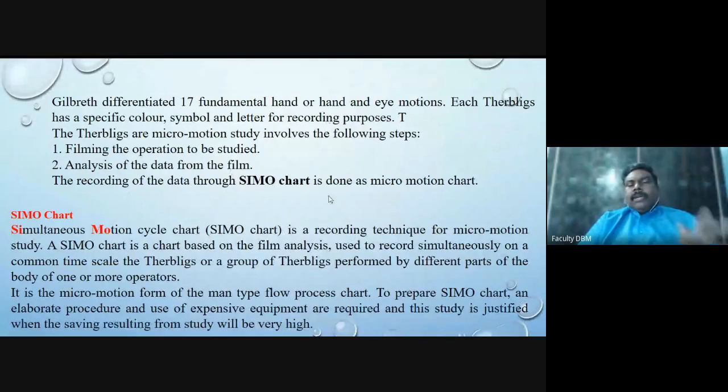A micro motion chart example is the SIMO chart. A SIMO chart is a simultaneous motion cycle chart used for recording this technique. We are going to use these therbligs in order to show the movement that I am going to show you now.